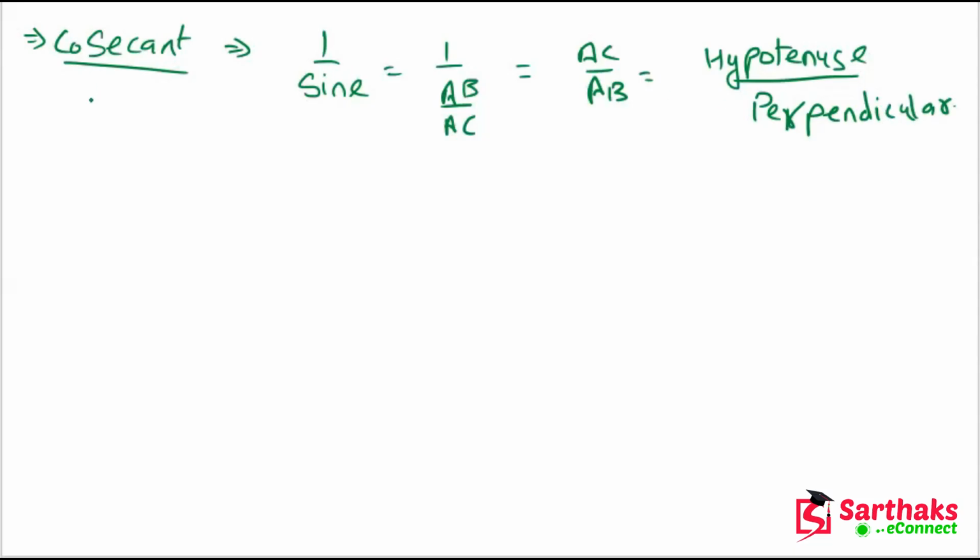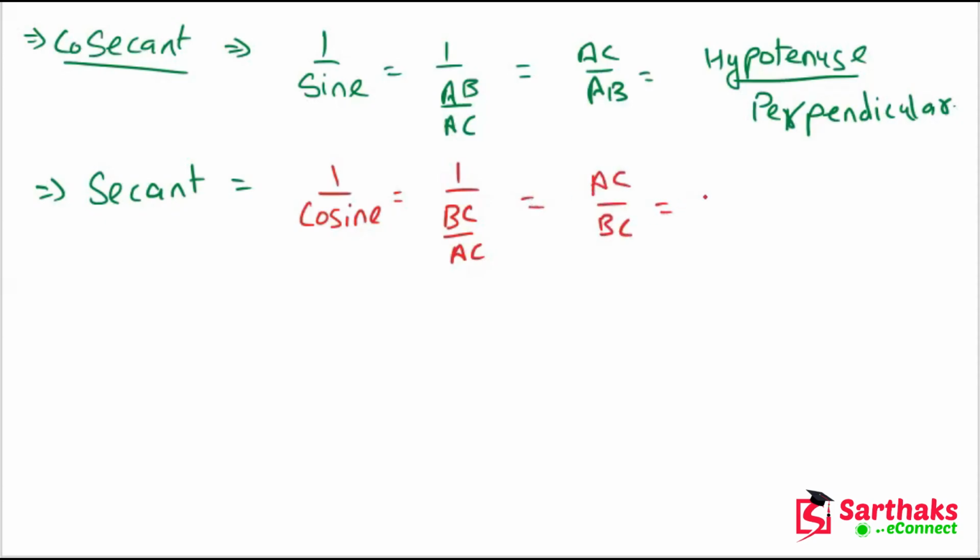Okay, this is our cosecant. Now let's talk about secant, which means the sec ratio. This is basically the inverse of the cosine ratio. So what is cosine? Cosine is BC upon AC. If we invert it, we get AC upon BC, meaning hypotenuse divided by base.